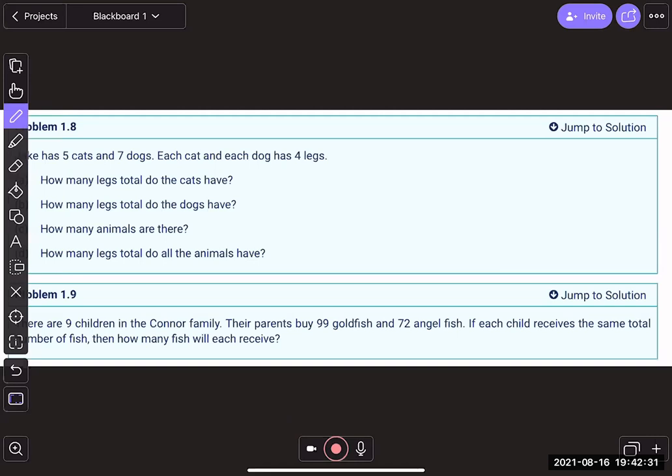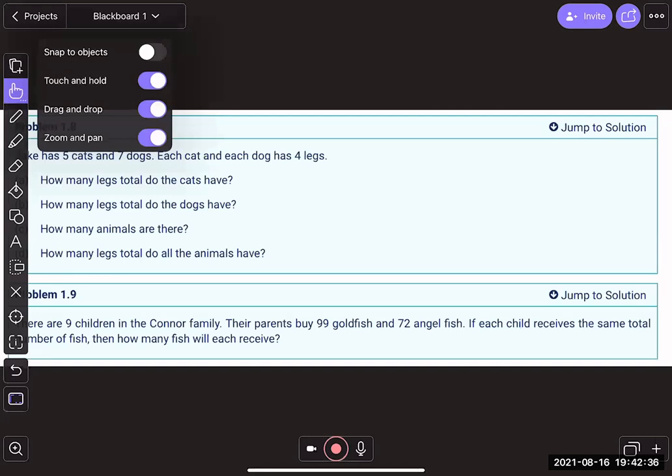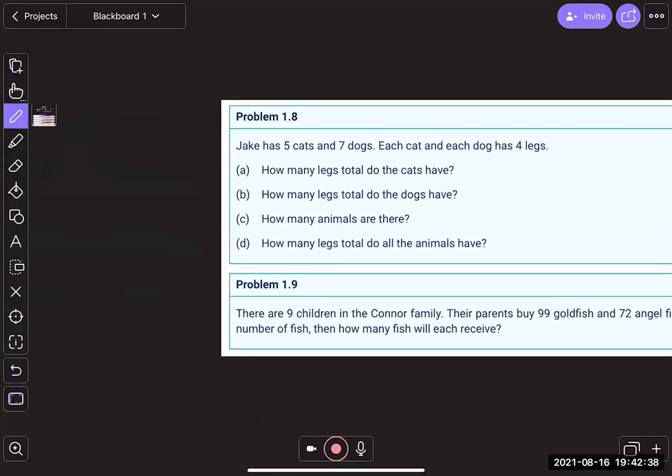So, Michael, question 1.8 asks us to look at the following. We have cats and dogs, 5 cats and 7 dogs. Each of these animals has 4 legs, right? So how many legs in total do the cats have? 20, right? So we just do 4 times the 5 here to get a total of 20. How many legs in total do the dogs have? 28, right? So from here, we can add together all those numbers to get a total of 48.